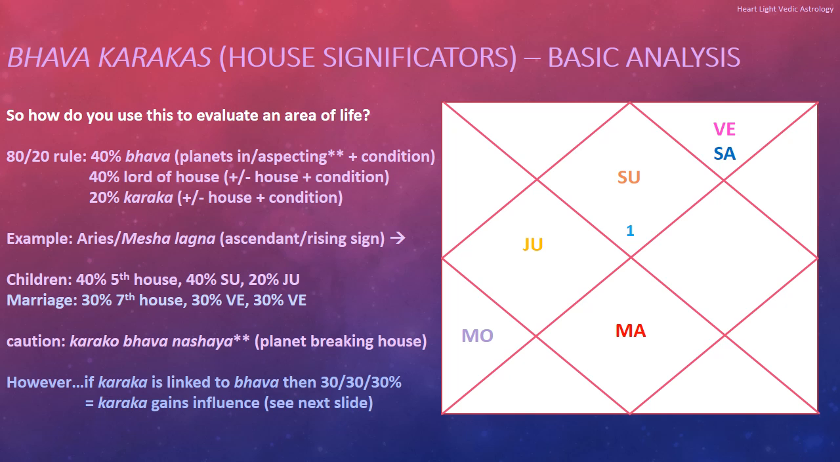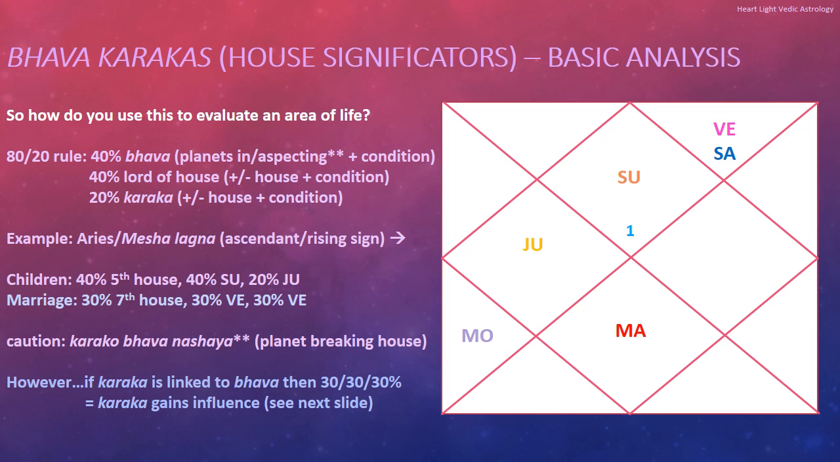So again, we have an Aries or Mesha Lagna, Ascendant, Rising Sign. These are all first house. These are all different names for the same thing. So let's just say for this partial Aries chart here, we wanted to analyze children and we wanted to analyze marriage. Okay, so let's take children first, okay?